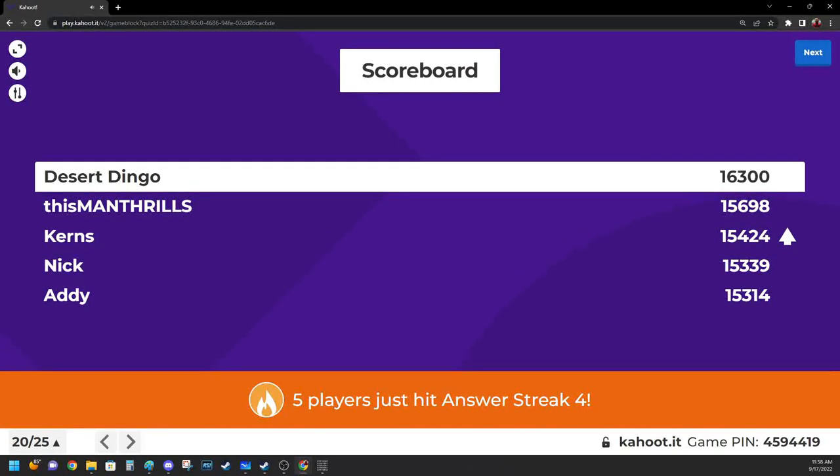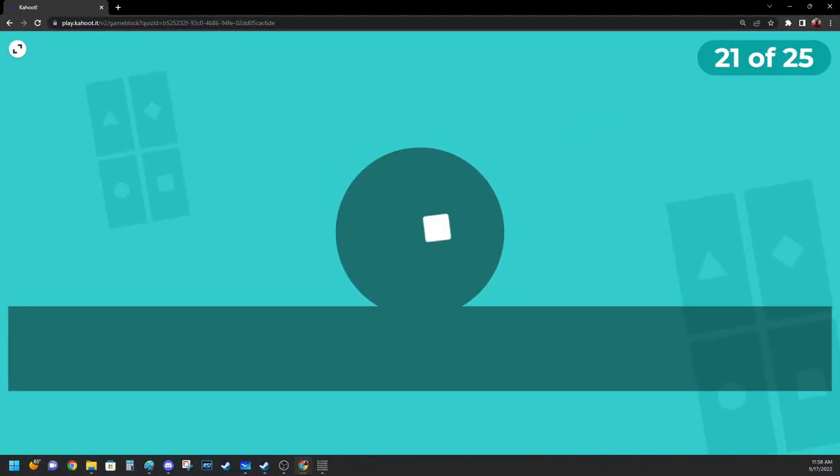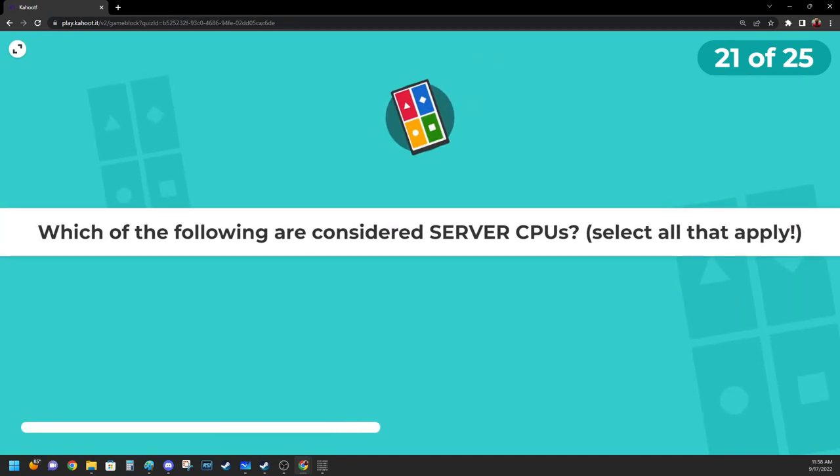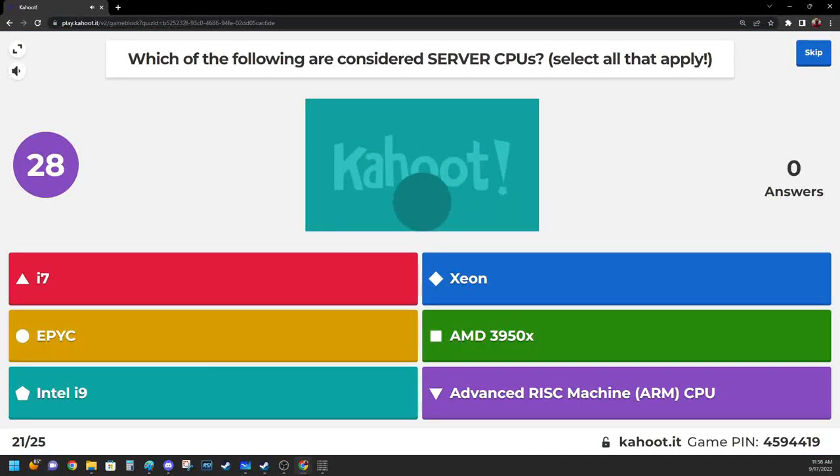Five players hit a streak of four. Man, I hope I put a hard question next. Desire to do an Australian accent when saying the word dingo is through the roof. Select all that apply. Be careful.